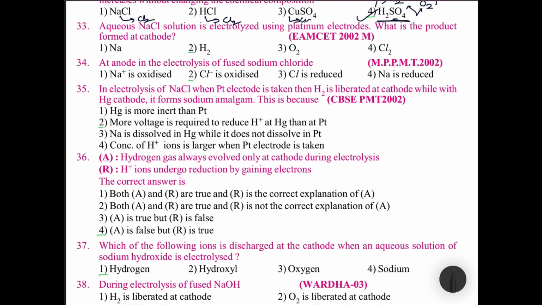Aqueous NaCl solution is electrolyzed using platinum electrodes. What is the product formed at cathode? Same, aqueous NaCl plus water, NaOH in the solution, hydrogen at cathode, chlorine at anode. Hydrogen at cathode.